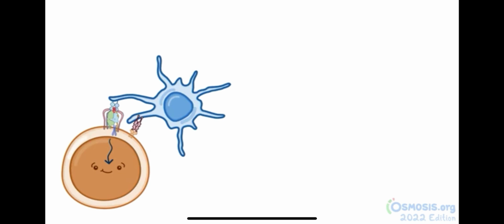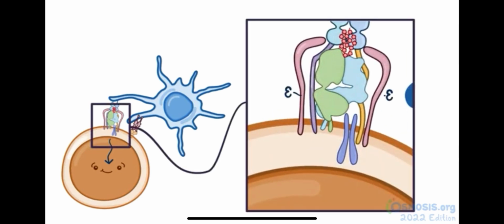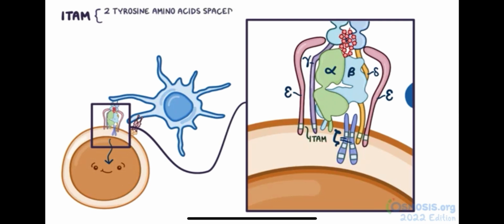This is done using the CD3 peptide chains that have an intracellular component. In all, as we mentioned, there are 2 epsilon chains and 2 zeta chains, and 1 each of the alpha, beta, gamma, and delta chain. All of these, except for the alpha and beta chains, have at least one immune receptor tyrosine-based activation motif, or ITAM for short. The ITAM is a part of the peptide chain that includes 2 tyrosine amino acids perfectly spaced out by other amino acids between them.